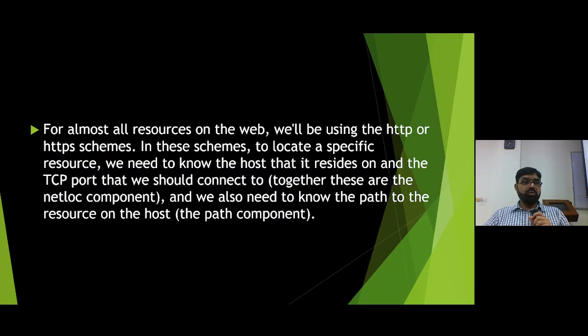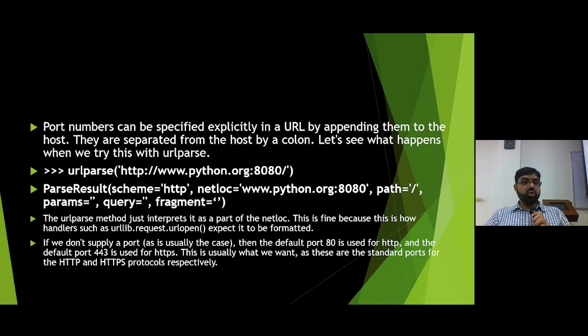Okay, so for almost all resources on the web, we will be using the HTTP or HTTPS scheme. In these schemes, to locate specific resources, we need to know the host that it resides on and the TCP port we should connect to. These make up the netloc, or network location component. We also need to know the path of the resource on the host, which is called the path component. Port numbers can be specified explicitly in the URL by appending them to the host, right? They are separated from the host by a colon.